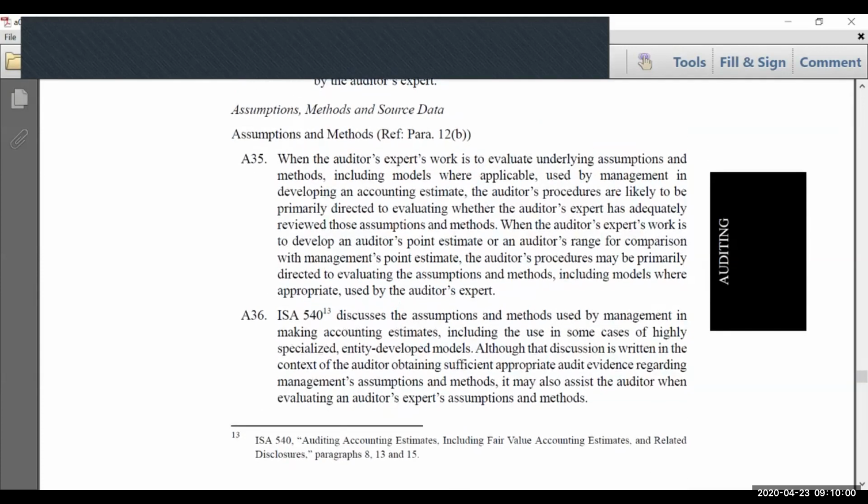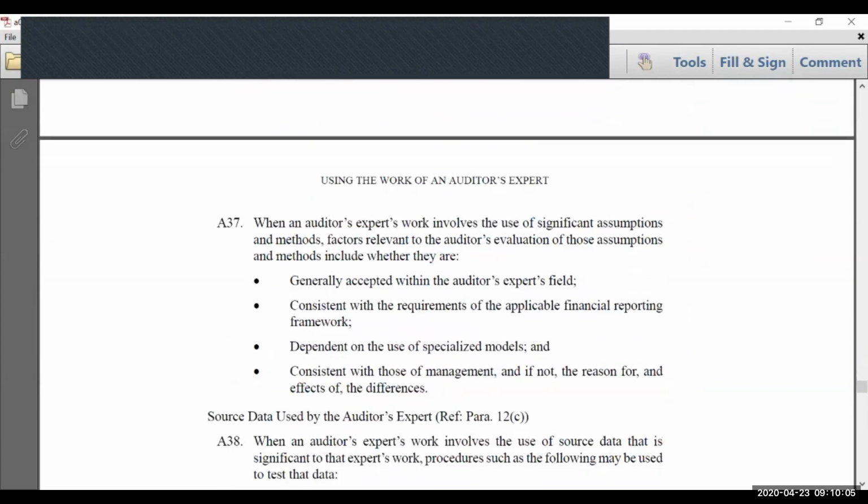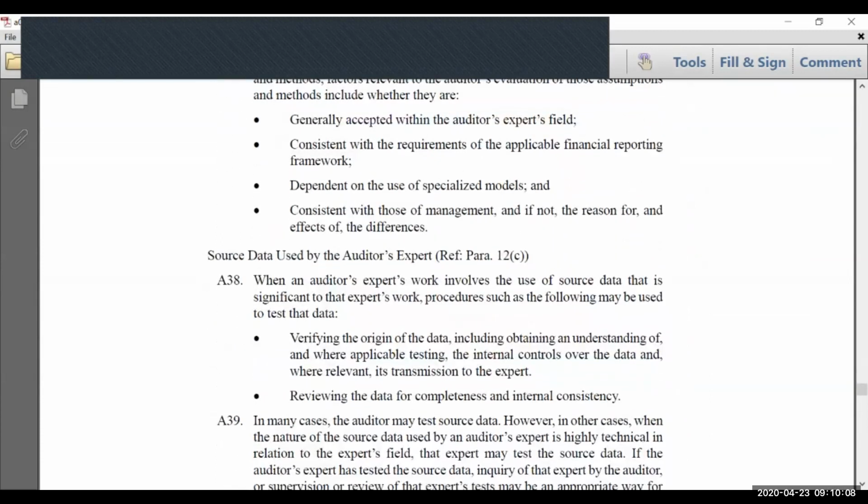Okay, so that's on the assumptions, method, and the source data. So yeah, and that is it.